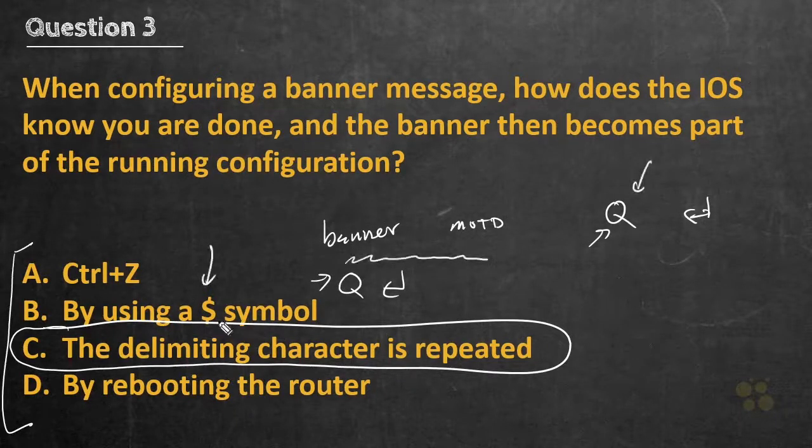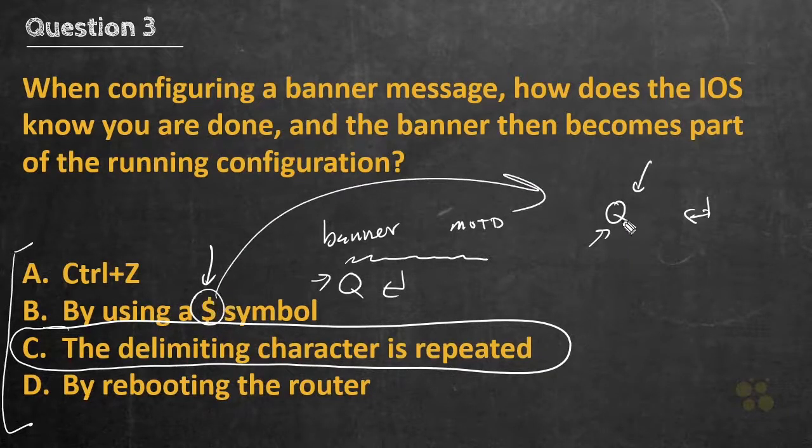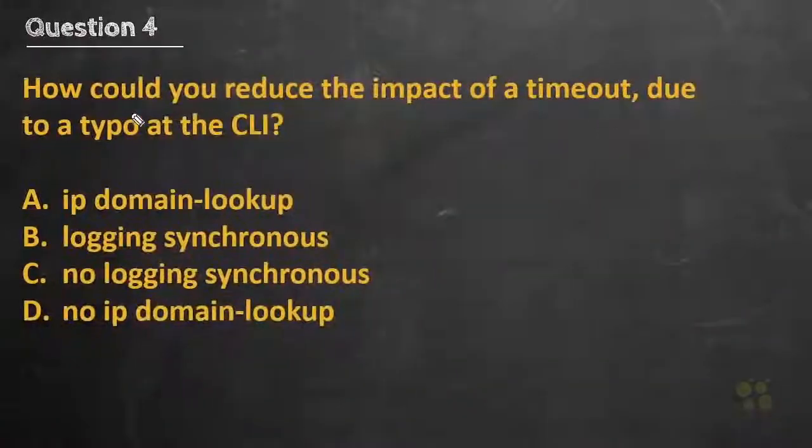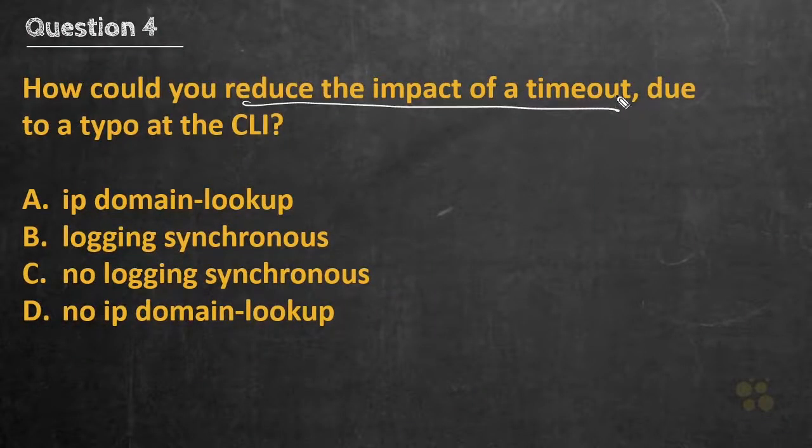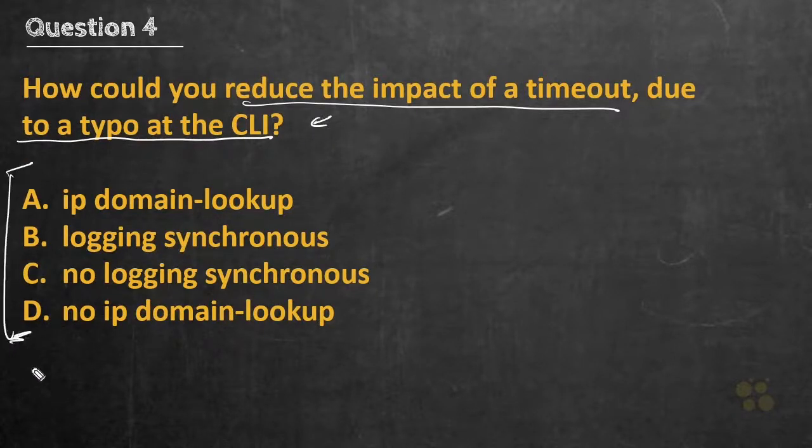So it actually could have been a dollar symbol if we used the dollar symbol originally as our delimiting character. But the accurate answer here is C. And we've got one more, and here it is. How could you reduce the impact of a timeout due to a typo at the CLI? What do you think? Take a look at these 4 choices, pick one, and we'll be right back.